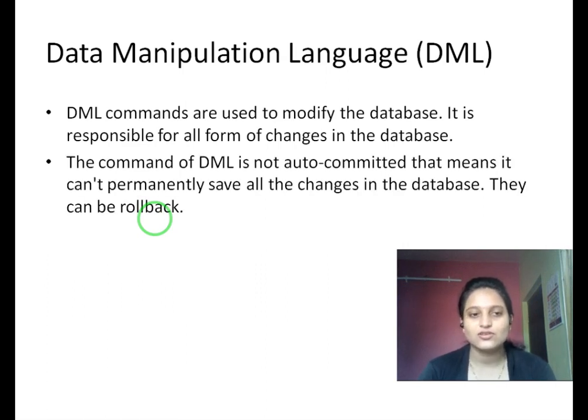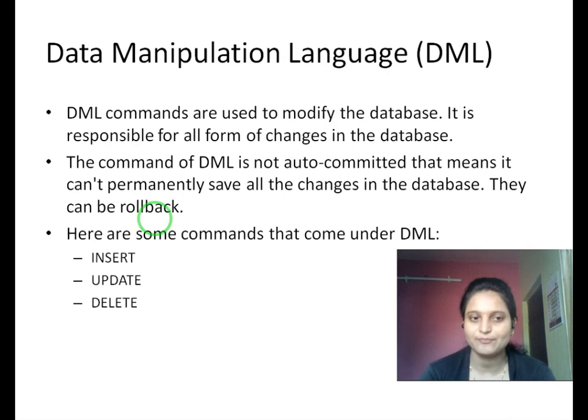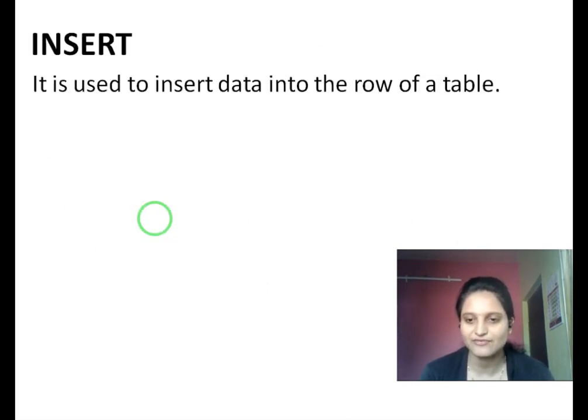Okay, so the DML command is not auto committed. That means it can't permanently save all the changes in the database. They can be rolled back. Therefore, the next types of commands are rollback and commit, so we will discuss that. But for DML, at this point just remember DML is not an auto committed statement. Under the DML commands there are different types of commands like insert, update, delete. We will see them one by one in detail.